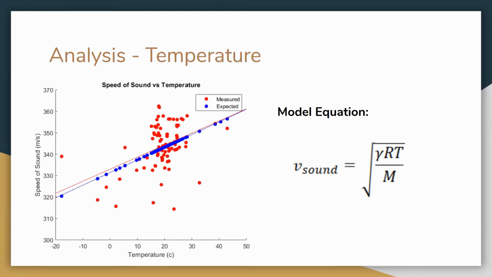In our temperature graph, there's a strong cluster of data points in room temperature ranges and not much data in outer temperatures. Despite that, the overall trend line closely matches the expected trend line given by our equation. This seems to support the model as an accurate method of determining speed of sound based on temperature.